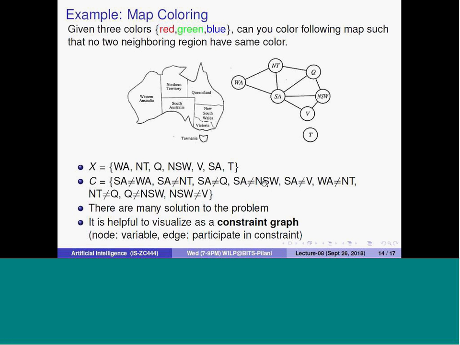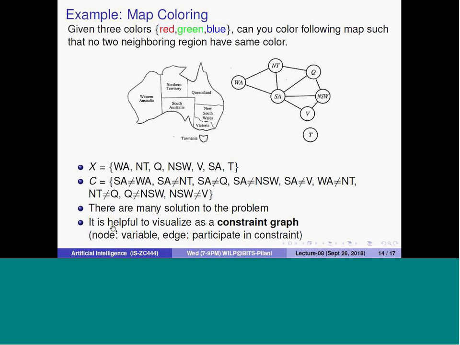SA is not equal to NSW. This should not be the same color. SA is not equal to V. This should not be the same color. WA is not equal to NT. This should not be the same color. NT is not equal to Q. Q is not equal to NSW. And NSW is not equal to V. They should not be the same color. So this is what the constraints are. I think you understand this. There are many solutions to the problem.